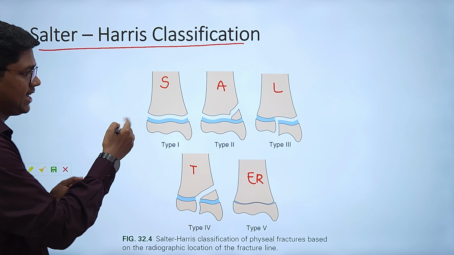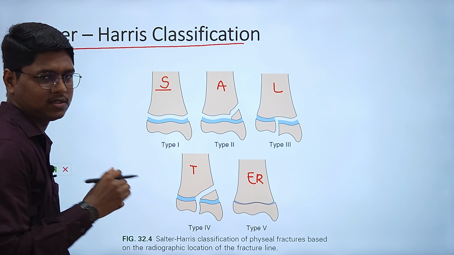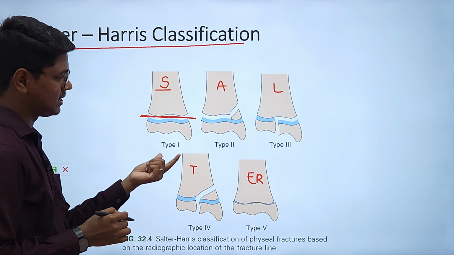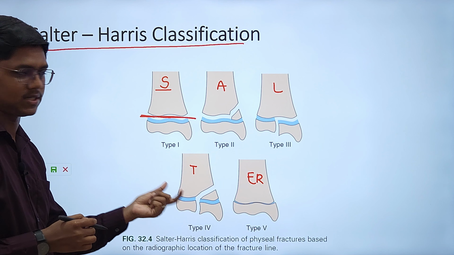Salter. S means straight through the physis. Straight, the fracture line is straight through the physis. This is type 1 Salter-Harris fracture.